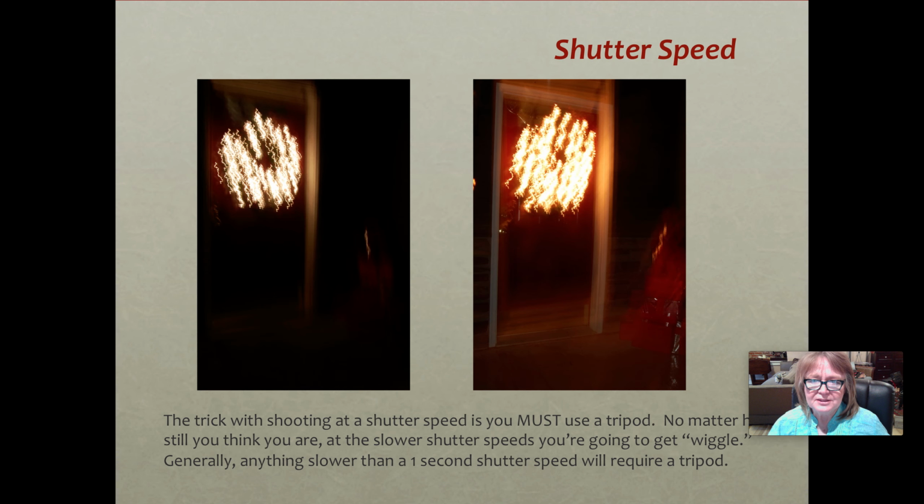I will tell you one thing when you're playing with shutter speed, anything slower than 1 second, you really need to put it on a tripod. No matter how still you think you are, you're not still. You're going to jiggle just a little bit and wiggle. So make sure if you're playing with shutter speed to use a tripod or use a found tripod, like set your camera on a rock or something like that in order to make it still.